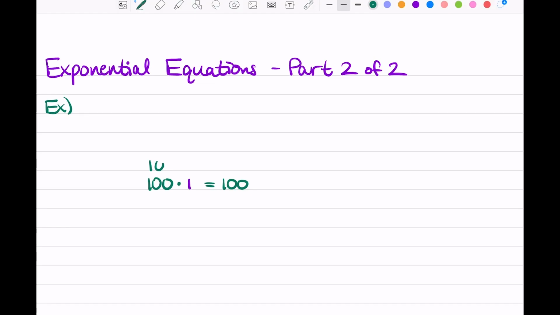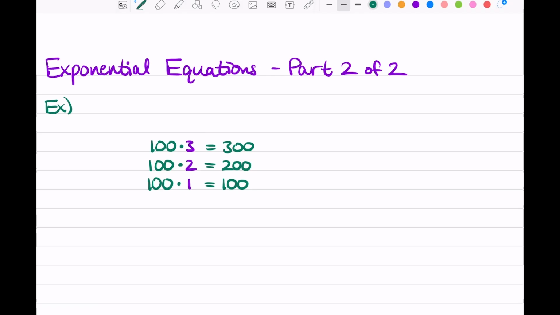However, if we multiply 100 by 2, we get 200. So this would be growth. We started with 100, and multiplying by 2 turned it into 200. Similarly, if we multiplied 100 by 3, we would get 300. So this would be another example of growth. We started with 100, and multiplying by 3 gave us 300.